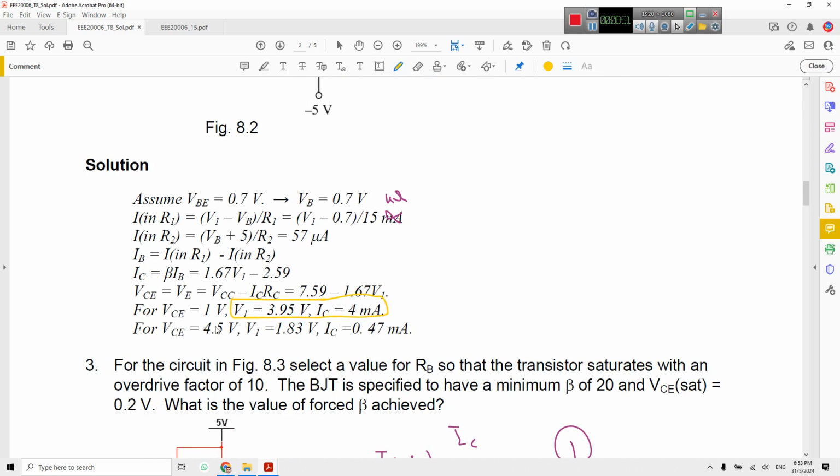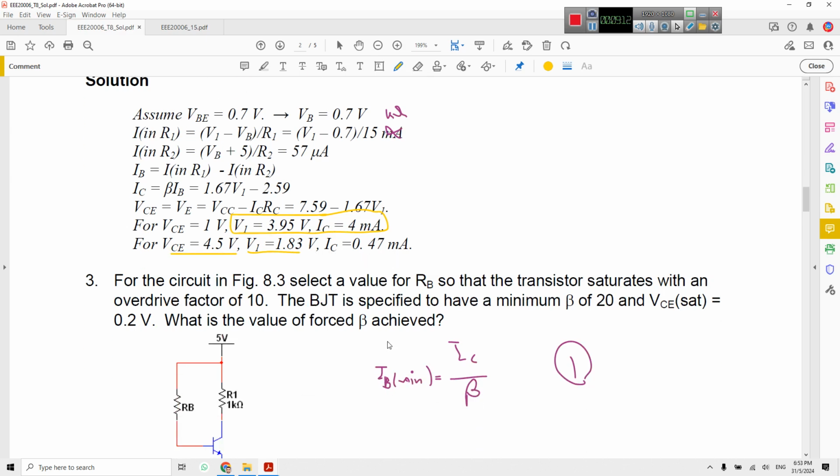As you can see, if VCE equals 1, then V1 becomes 3.95, and IC, the collector current, is 4 milliamp. And in the case of the maximum one, V1 becomes 1.83 and the collector current is 0.47. So this is a simple one.